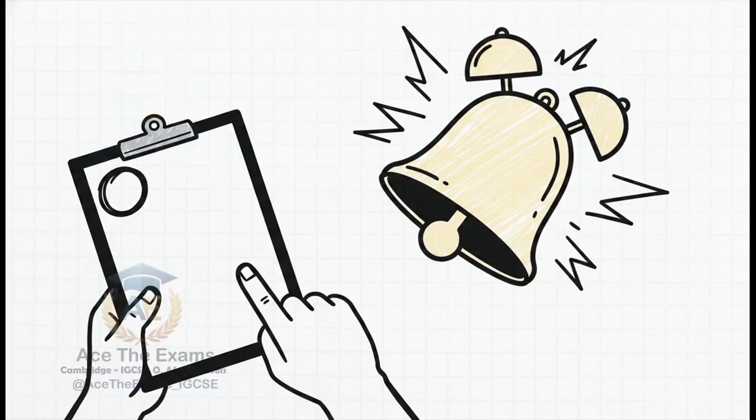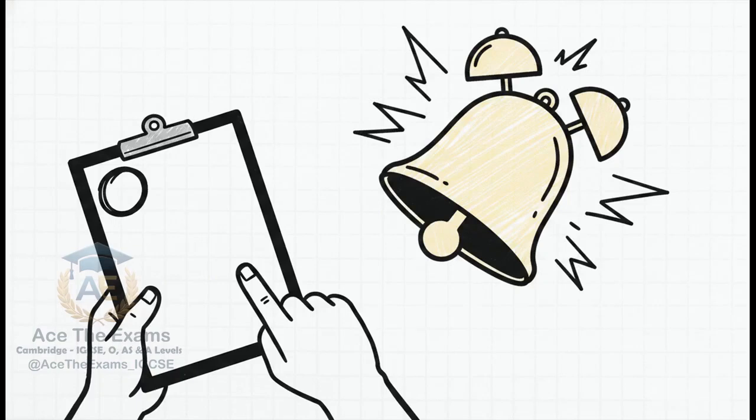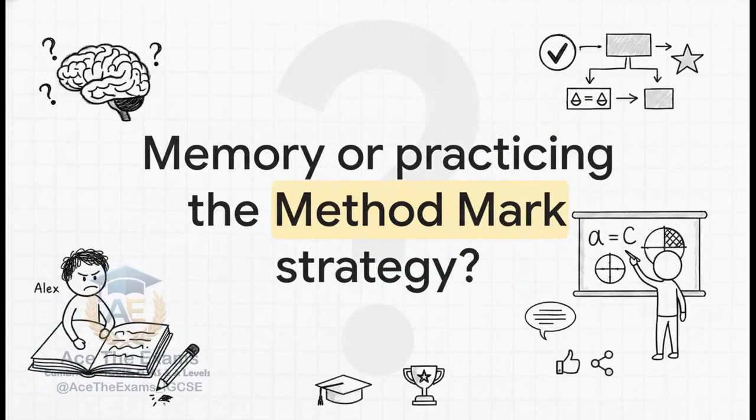The PEEL strategy works, the method mark blueprint is proven. But the actual execution requires your relentless dedication to showing your work clearly. Students who implement these mathematics strategies see an average improvement of 2 grade boundaries, but only if they practice consistently with our weekly videos. Let's bring this entire system together with one final, crucial question.